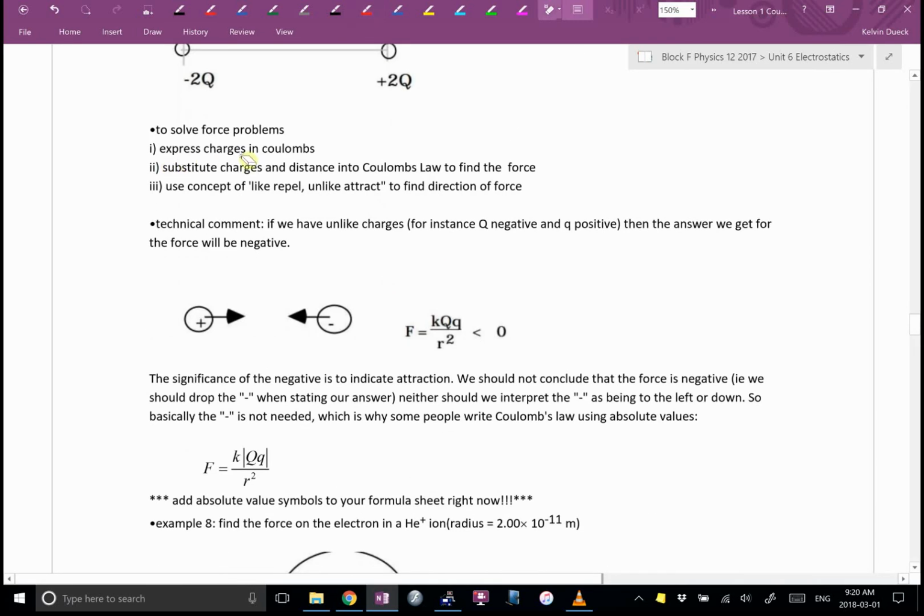Okay. So, to solve a force problem, we're going to express the charge in coulombs. We're going to substitute charges and distance into Coulomb's law to find the force. And we're going to use like repel, unlike attract to figure out the direction.